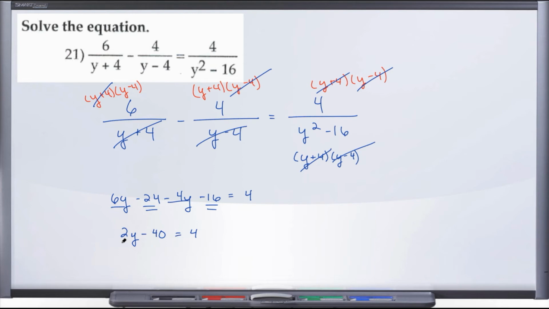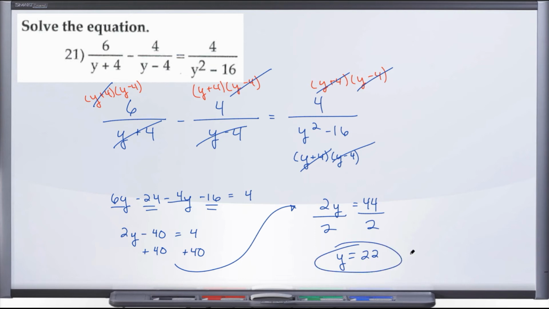Now we have just a basic algebraic equation that we're trying to solve for y. So add 40 to both sides. That leaves us with 2y equals 44. Now we divide by 2 so that we can isolate y, and that leaves us with y equals, well, 44 divided by 2 is 22, and there we have it.